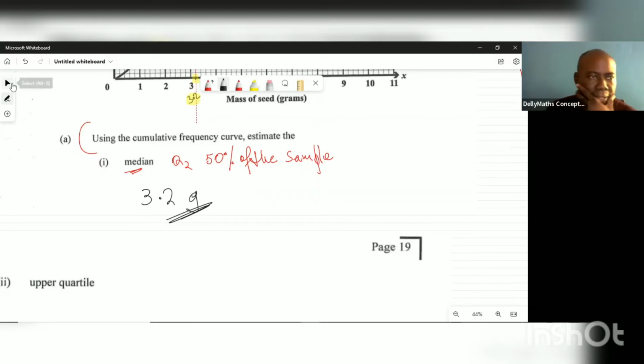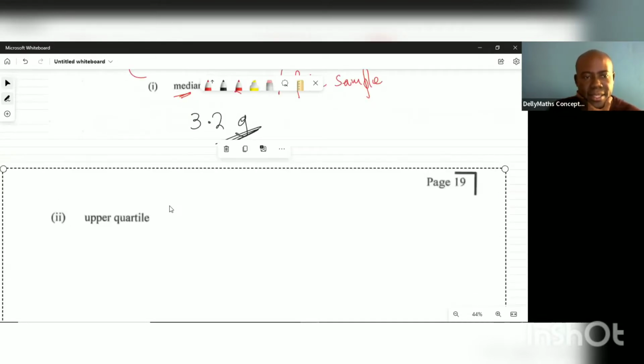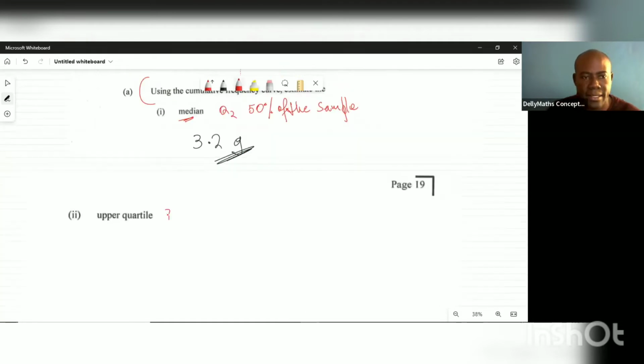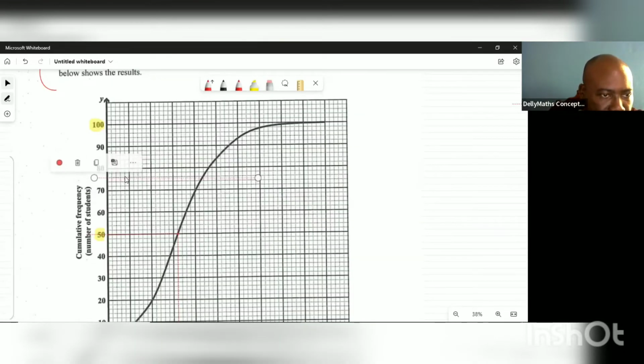All right, let's get to the next question. It says the upper quartile. In context, we want to understand that the upper quartile is 75% of your sample. 75% of 100 is just going to give us back 75. So that's the marker, that's not the answer. 75 would be exactly halfway between 70 and 80. So we're looking at that line right there.